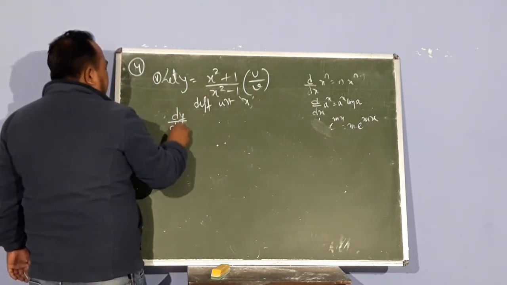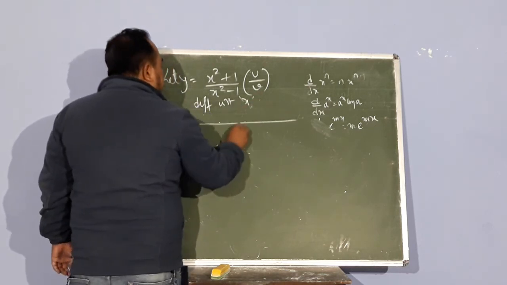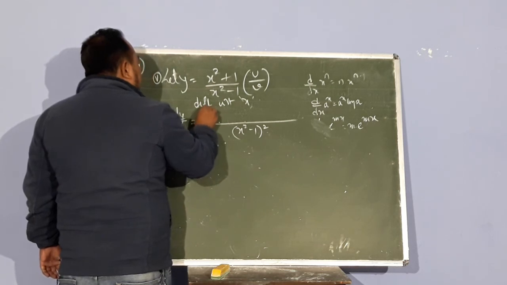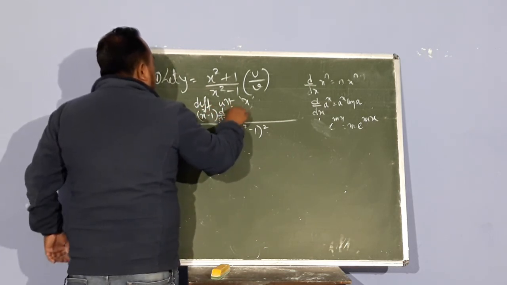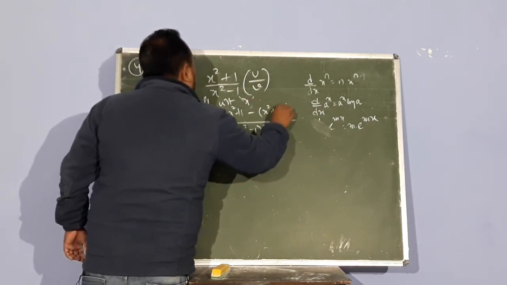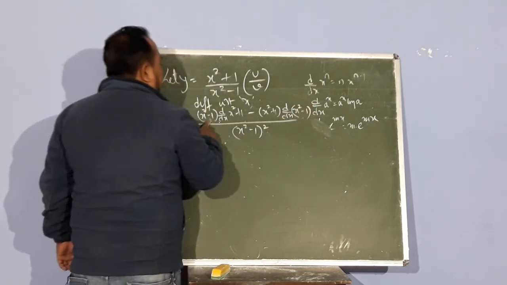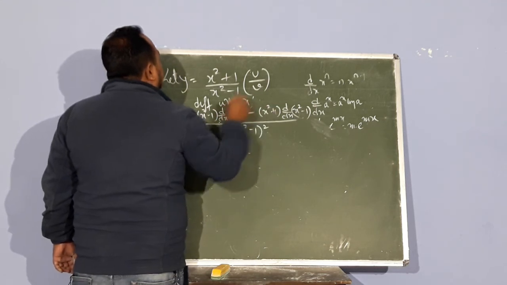So differentiating with respect to x, what's the differentiation of y? dy by dx equal to quotient rule, it's v square, that means x square minus 1 whole square, v, x square minus 1, d by dx of x square plus 1, minus x square plus 1 into d by dx of x square minus 1. So this is what, v d by dx of u minus u d by dx of v.